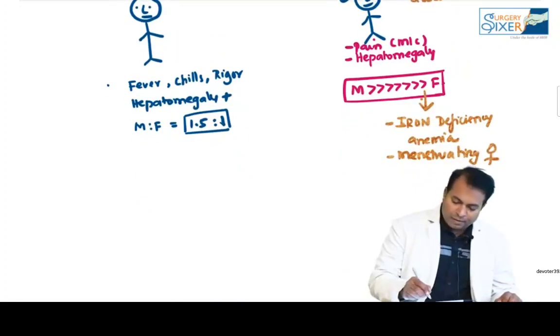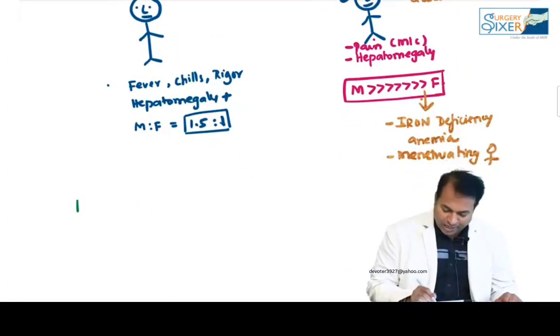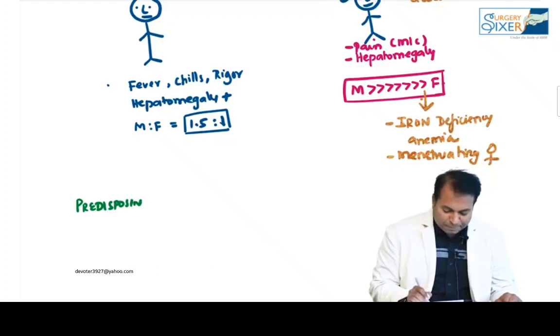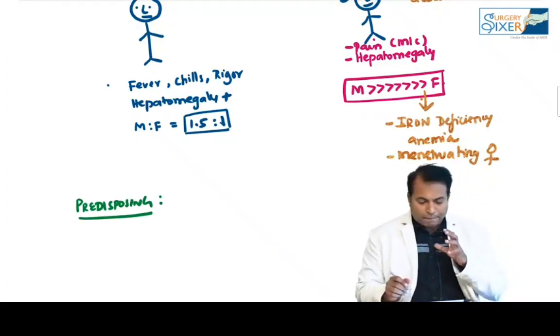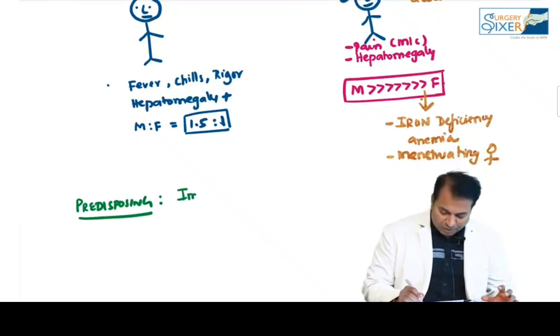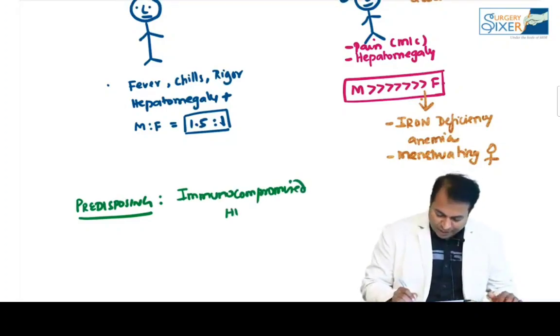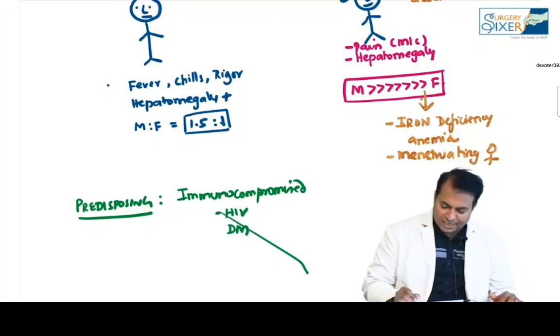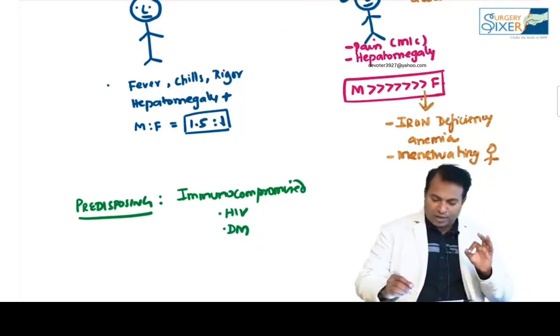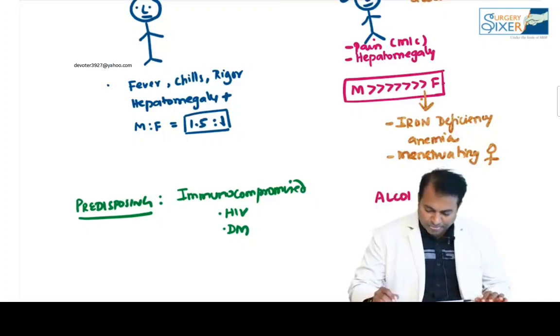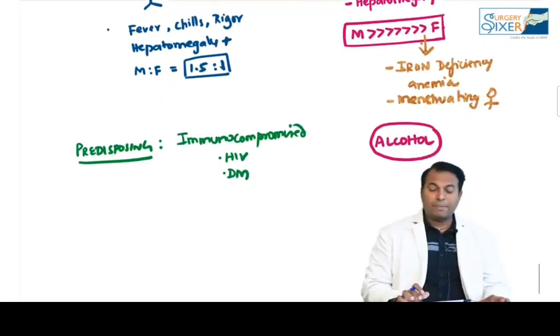Okay. So now when you do lab investigations for these patients, before that, let us see the predisposing factors. Who will get these abscesses? Pyogenic abscess is more common in immunocompromised people. So whenever a patient comes to you with a pyogenic abscess, please rule out immunocompromised states like HIV, diabetes mellitus, or any other immunocompromised state, which is a predisposing factor for pyogenic abscess. There is only one predisposing factor for amoebic abscess, that is alcohol. Alcohol is a very important predisposing factor for amoebic abscess.